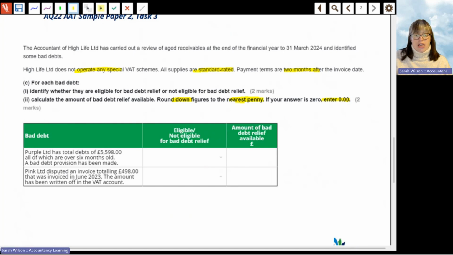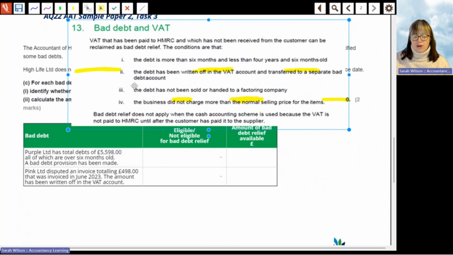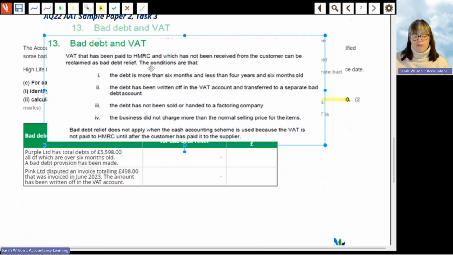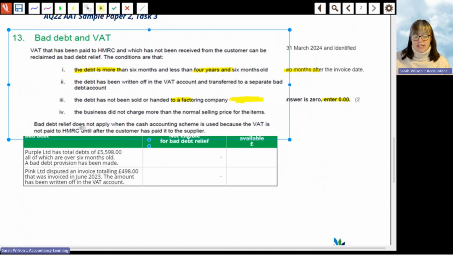So if we have a look again at some reference material for this question, it gives us exactly what we need to do in terms of the writing off, the dates, and the fact that it hasn't been sold or handed to a factoring company. It says bad debt relief does not apply when the cash accounting scheme is used. Well, that's okay because we're told that there are no special schemes. So it has to be more than 6 months and less than 4 years and 6 months old. And it must have been written off in the VAT account and transferred to a separate bad debt account.